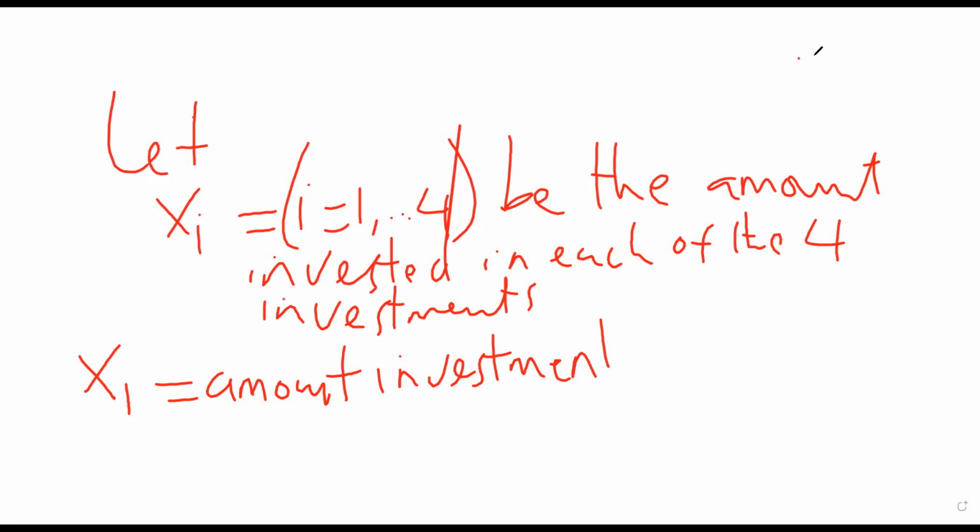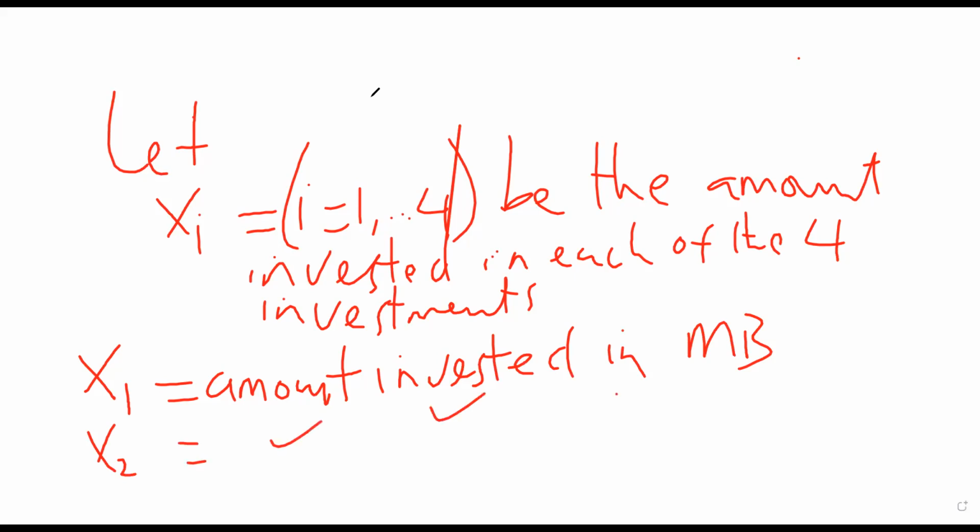The amount invested in municipal bonds. Let x2 be the amount invested in certificates of deposits, and then on and on and on. You can have that. That is how you identify the decision variables. So the decision variables are the amount you put into each one, which we don't know yet. Remember, we don't know the amount that we put into each one yet.